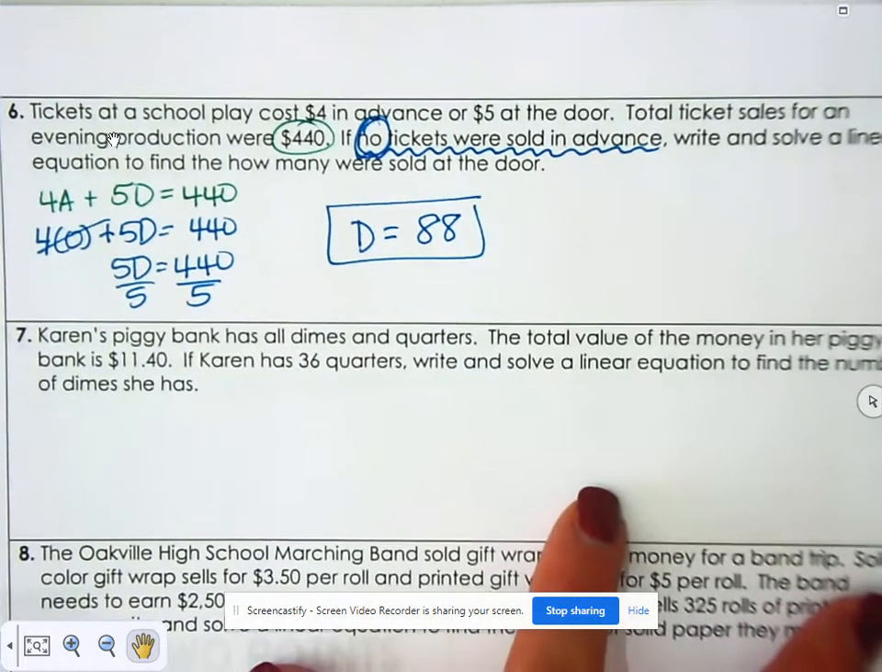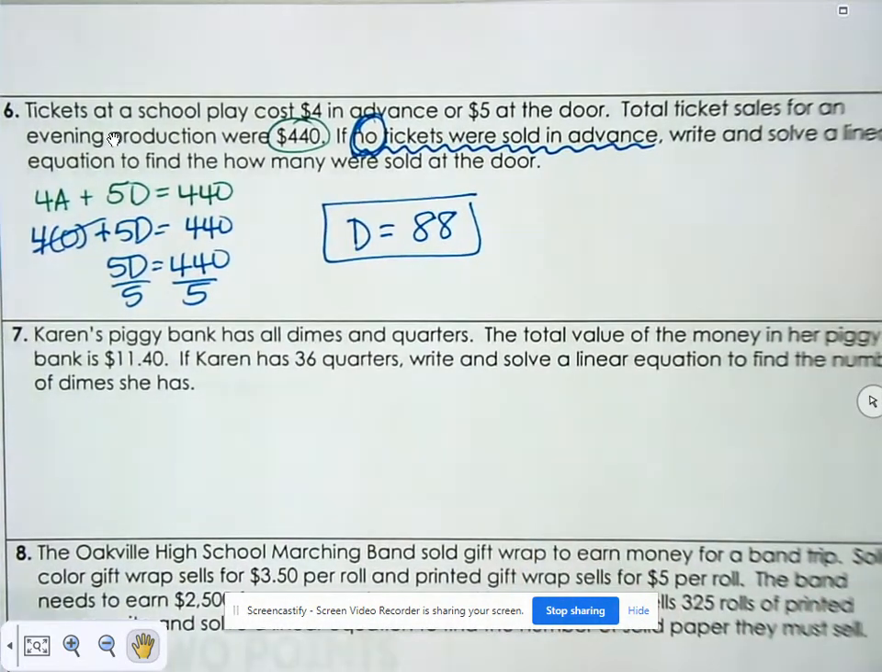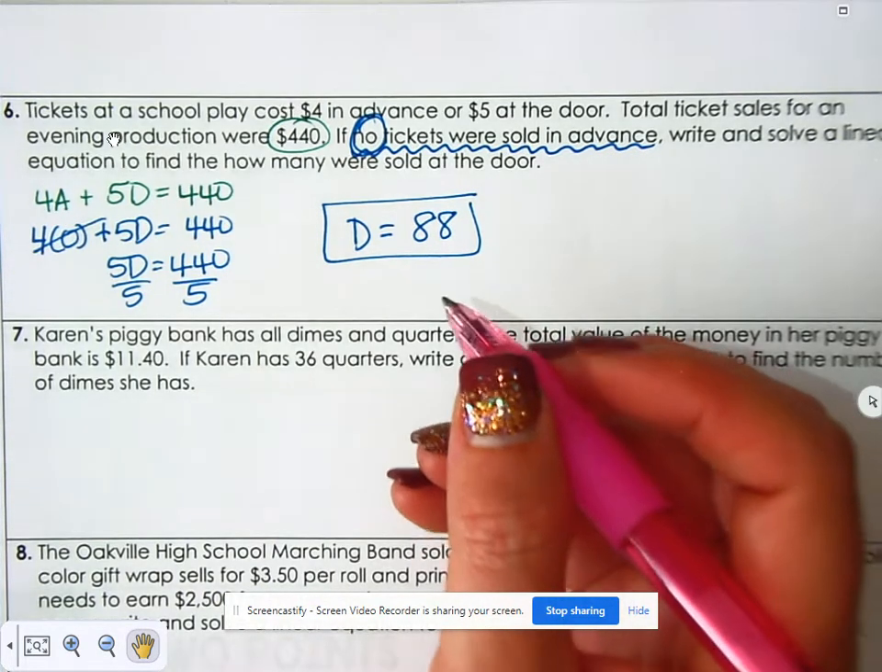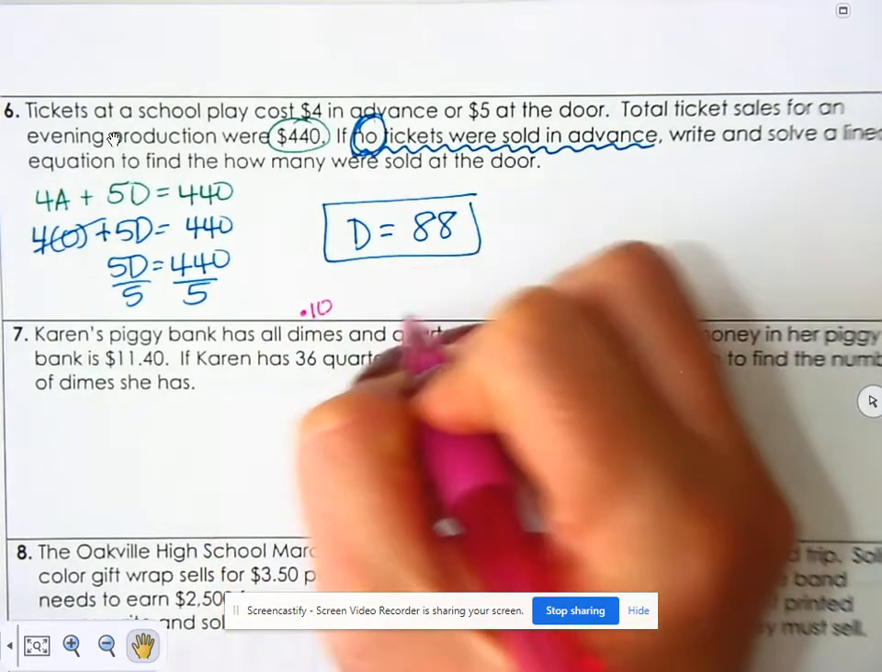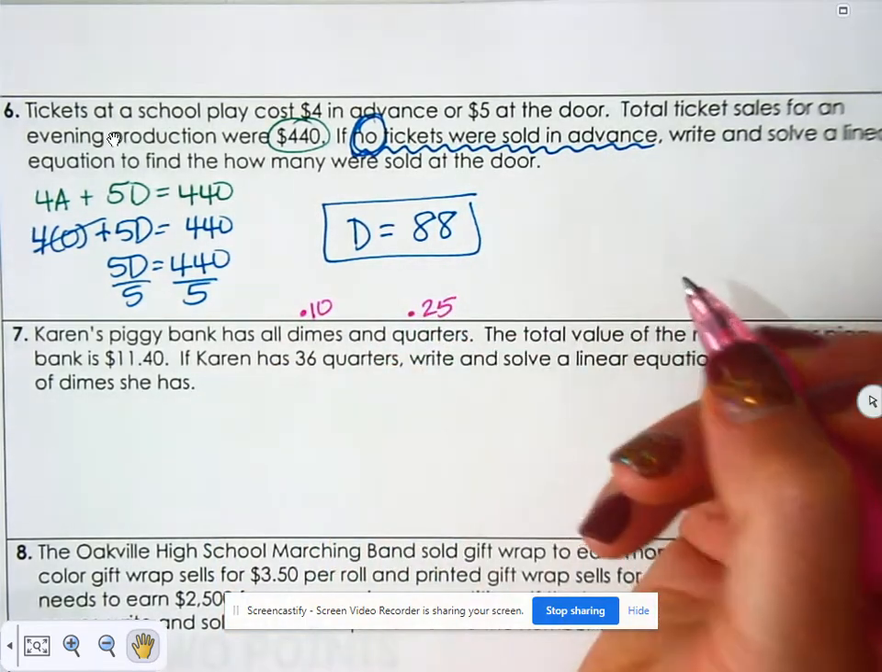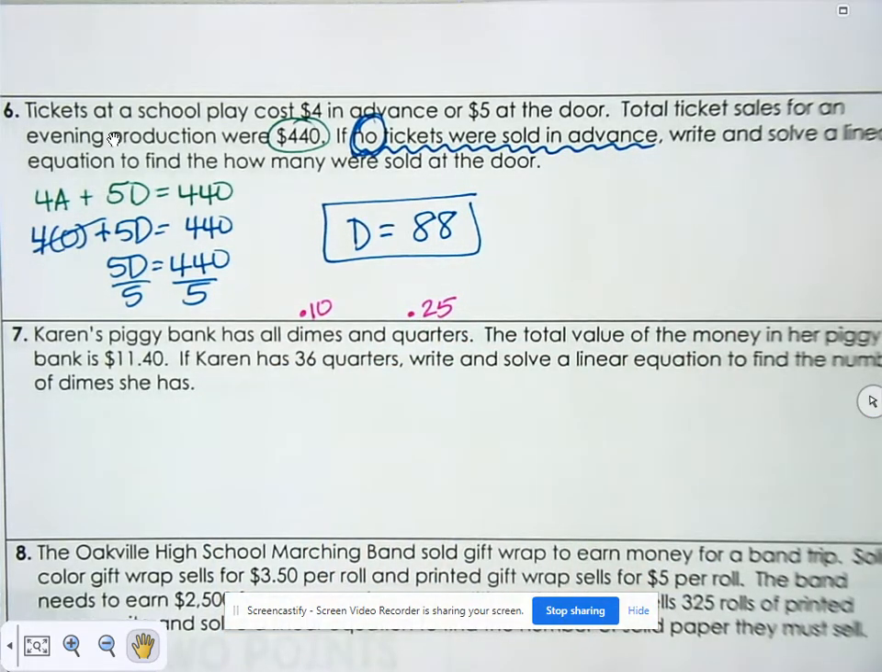All right, Karen's piggy bank has all dimes and quarters. Okay, y'all let me down today. A dime is worth 10 cents. A quarter is worth 25 cents. We should know that. The total value of the money in her piggy bank is 1140.